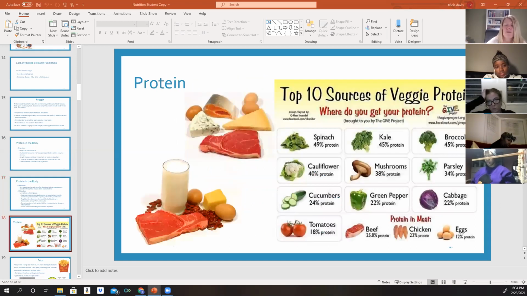So these are our top sources where we get protein from our veggies. So you have your spinach, which probably has the most amount of protein. Kale is next, followed by broccoli. Then you have cauliflower, mushrooms, parsley, cabbage, green peppers, cucumbers, and tomatoes. So these are all the things that you can recommend to your patient because they're going to get the most bang for their buck because they're so high in protein. And then, of course, you have your chicken and your beef, and then eggs.